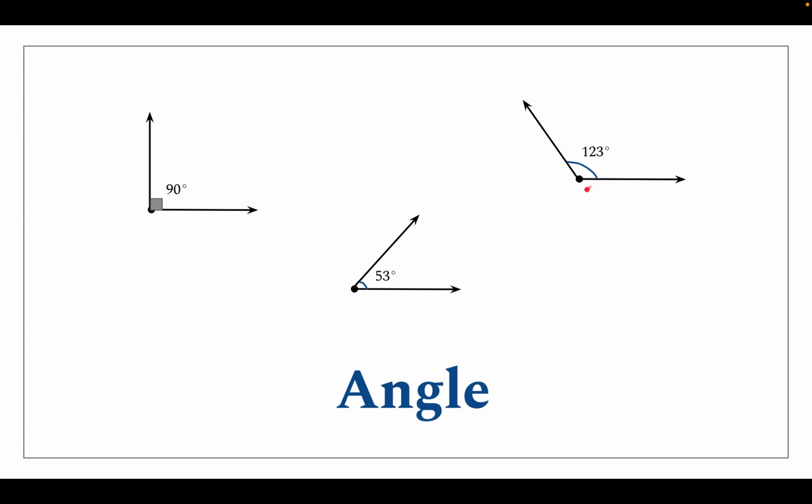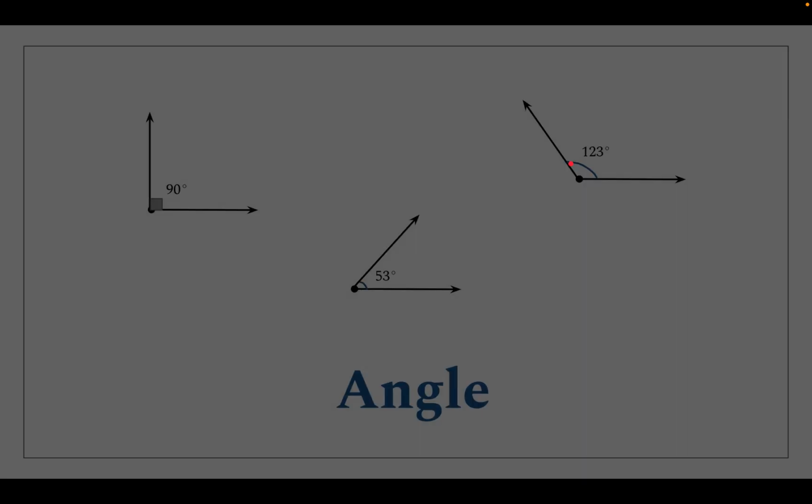Another thing angles have are vertexes. Vertexes are right here in the middle or the center where the two lines meet. That is where you measure while using a protractor. So let's classify some angles today.